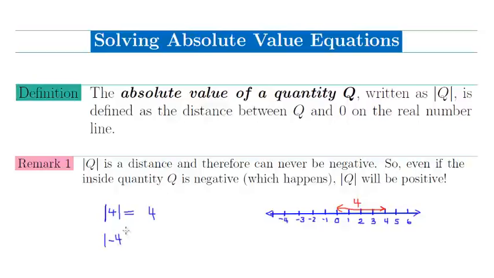Similarly, if we take the absolute value of negative 4, it also represents the distance from 0 on the number line. And again, if we count the number of units between 0 and negative 4, it is also 4. It's 4 units apart. And thus, the absolute value of negative 4 is also 4. Absolute values represent a distance, and distance is the same whether you go forward or backwards. So in both cases, the absolute value of 4 and the absolute value of negative 4 is positive 4.